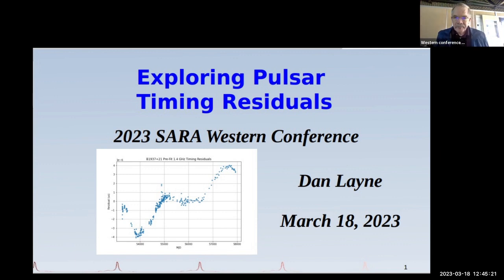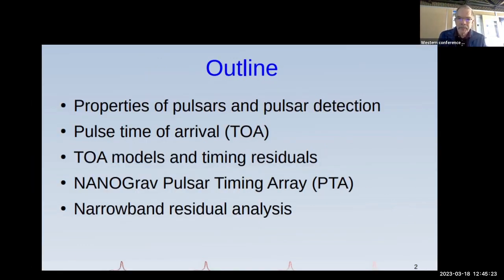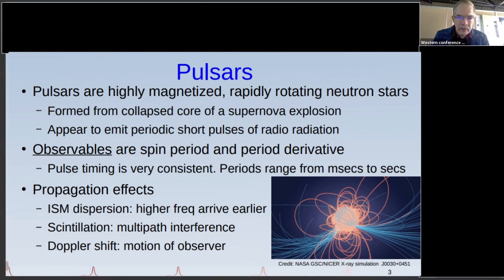An outline: first I'll review some of the basic properties of pulsars and how we detect them. I want to talk about the pulse time of arrival. And then once we have a time of arrival, we can make models. And then we subtract the observed TOA from the model and get a residual. And then I'll talk about a source for getting residuals, the NANOGrav pulsar timing array, and then show some results from narrowband analysis.